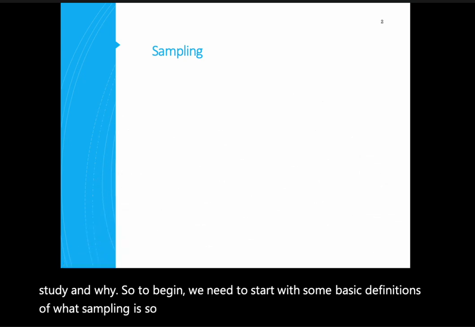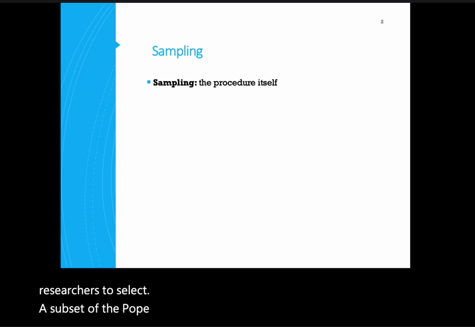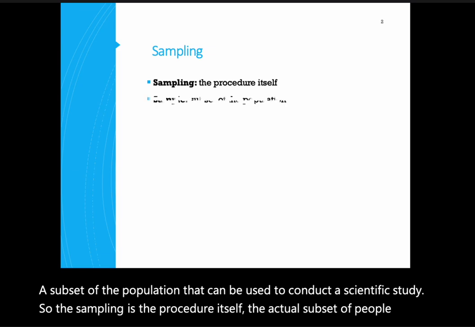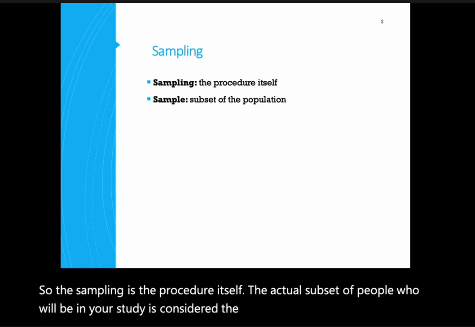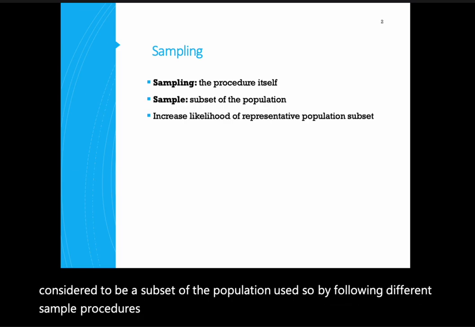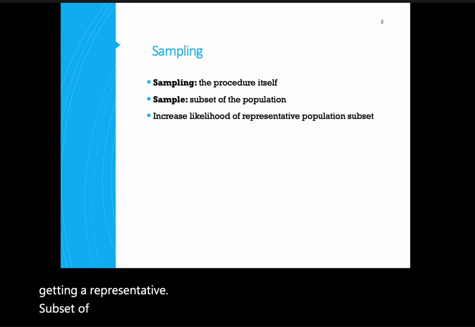Sampling refers to the procedure that is used by researchers to select a subset of the population that can be used to conduct a scientific study. So the sampling is the procedure itself. The actual subset of people who will be in your study is considered the sample. And this sample is considered to be a subset of the population used. By following different sample procedures, researchers increase the likelihood of getting a representative subset of the population as their sample.